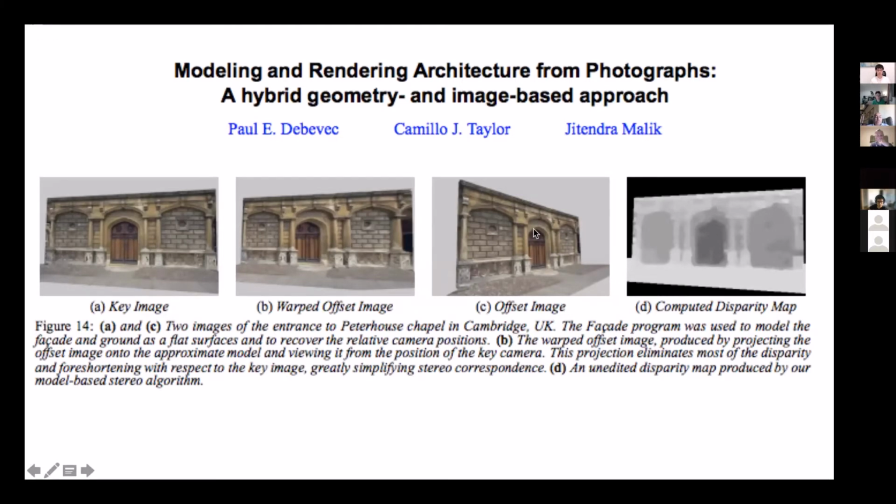Now, our idea was that what if you have an approximate idea of the shape? So in this case, the approximate shape is a plane. If you have that approximate idea of the shape, then with that, you can predict the view from the new location using your current guess of the shape. So that's what we do by taking this offset image and warping it with the help of your current model. And now we have to solve the correspondence problem and estimation of disparity between these two images.